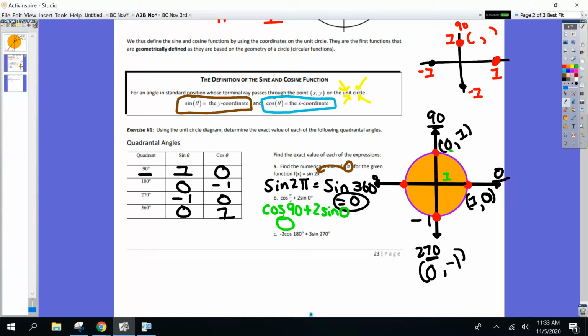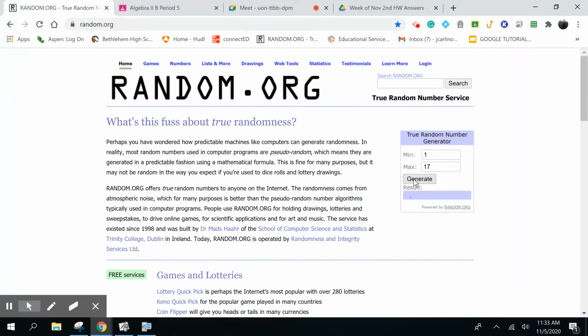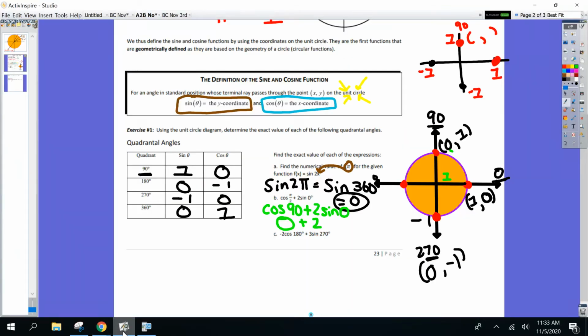Cosine of 90 is 0 plus 2 times, somebody help me out. What's the sine at 0 degrees? Think about what coordinate you need. The sine of 0 is 0. So 2 times 0 here. You guys can do that math pretty quick, right? 0 plus 2 times 0, I get another answer of 0.